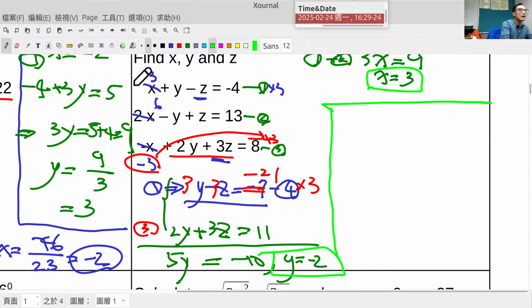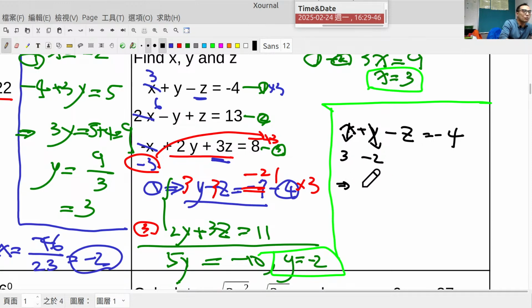The first equation, okay, ignore my notes. Let me rewrite it. X plus y minus z equals minus 4. Since we know x is 3, y is minus 2. Let me rewrite it. 3 minus 1, that is 1. 1 minus z equals minus 4.